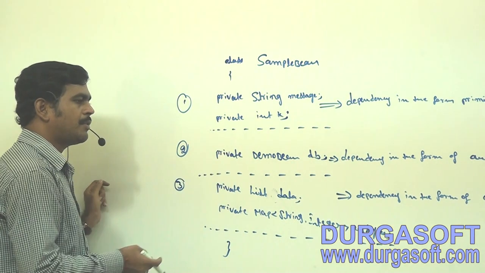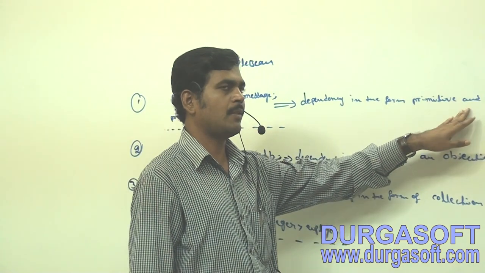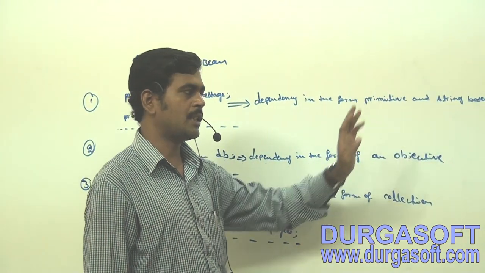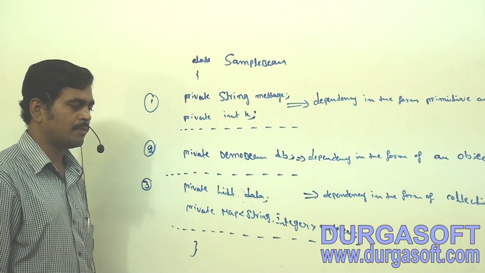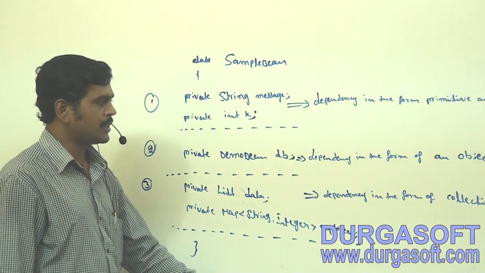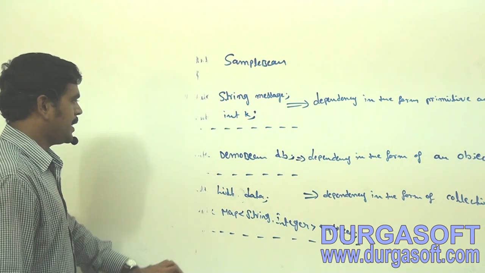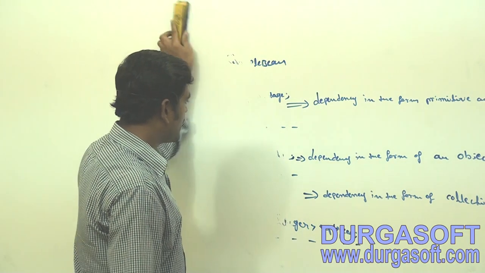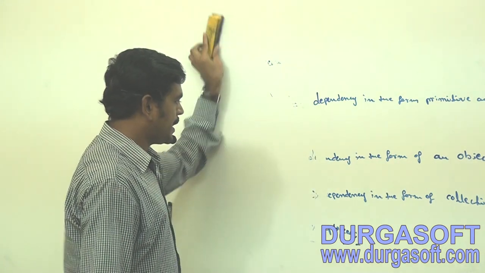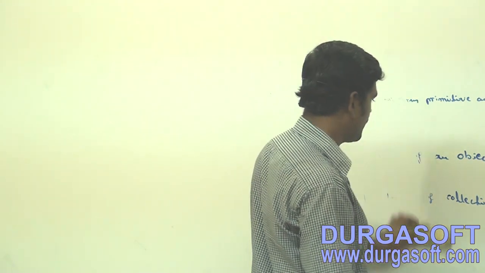Like this, setter injection is divided into three types. Just now we observed the dependency in the form of primitive and string based values. Now we'll see the dependency in the form of an object. Now here we will see very clearly how to design this dependency in the form of an object.